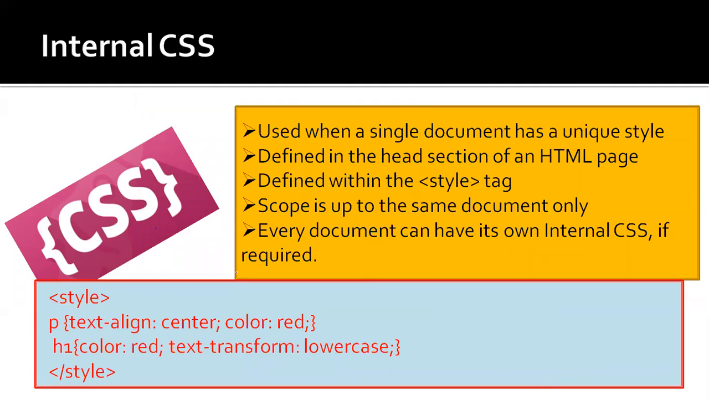Now, if you want to add some CSS properties to multiple tags, or we can say the same property can be applied to multiple tags, it can be done with the help of internal CSS. Internal CSS is used when a single document has a unique style, and it is defined in the head section of an HTML web page with the help of a style tag.